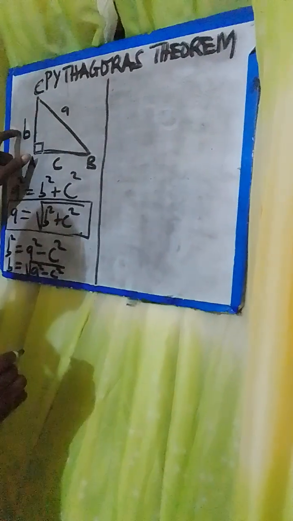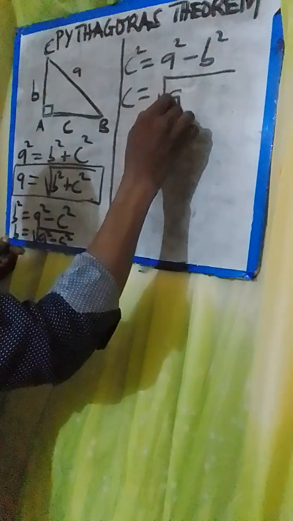Now, to also get this other side, if you are given A, the longest side, and this side, and you are asked to look for this side, C squared is equal to A squared minus B squared. So to remove the index 2, C is equal to the square root of A squared minus B squared.